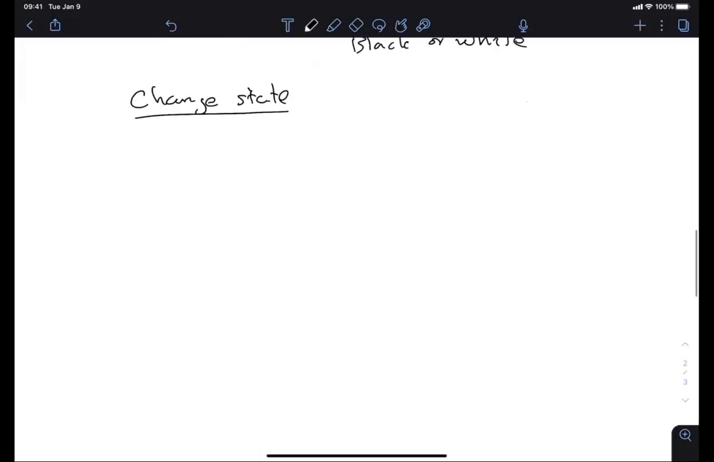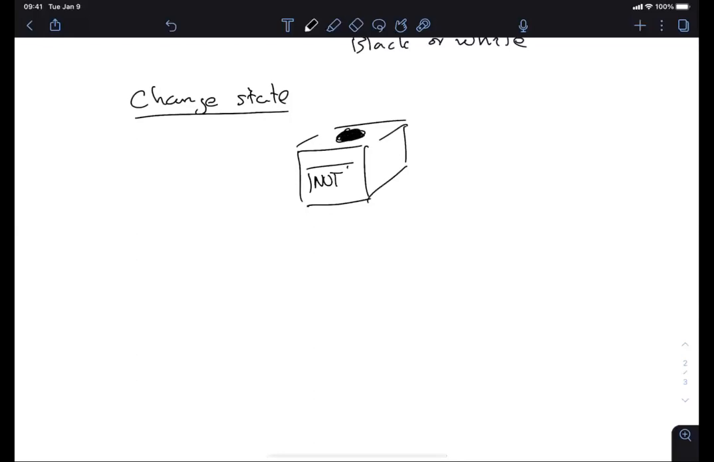And so, for example, the simplest way of changing the state of the system is going to be, you have a box with a hole in the top. I'm going to label the box NOT, and you take a ball that's white, and when you drop it through, the ball comes out black. Okay. So this is analogous to the NOT operation in classical computing.